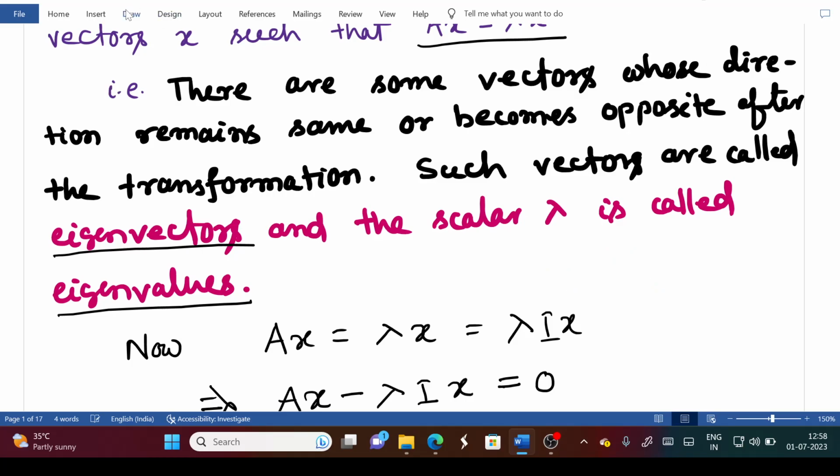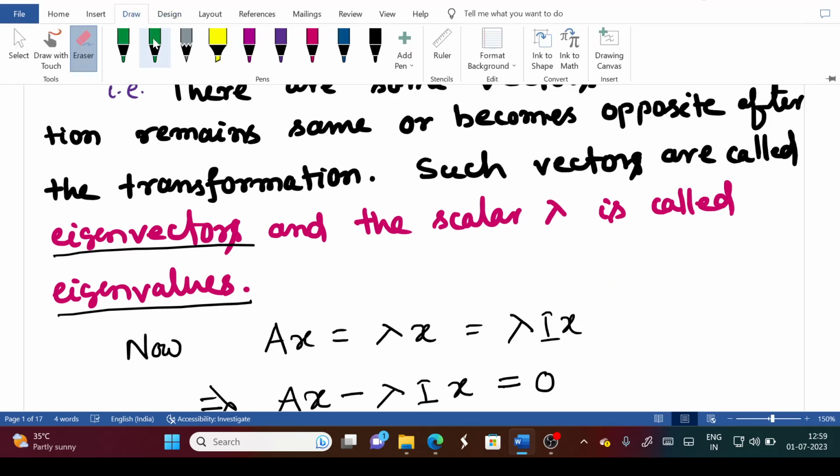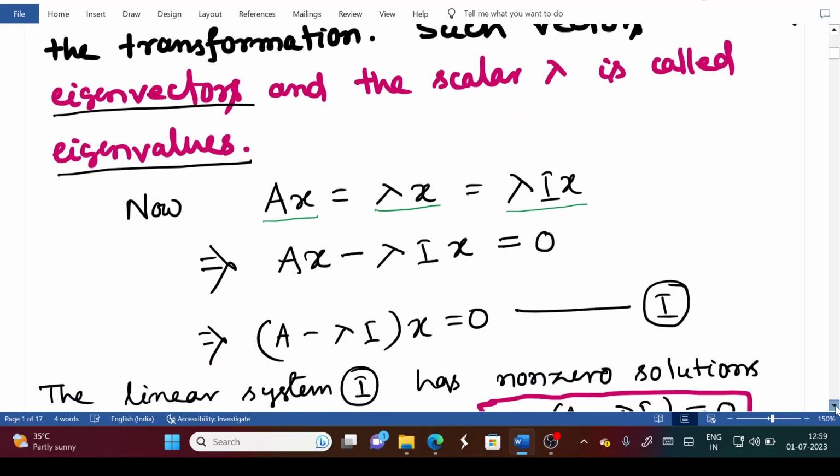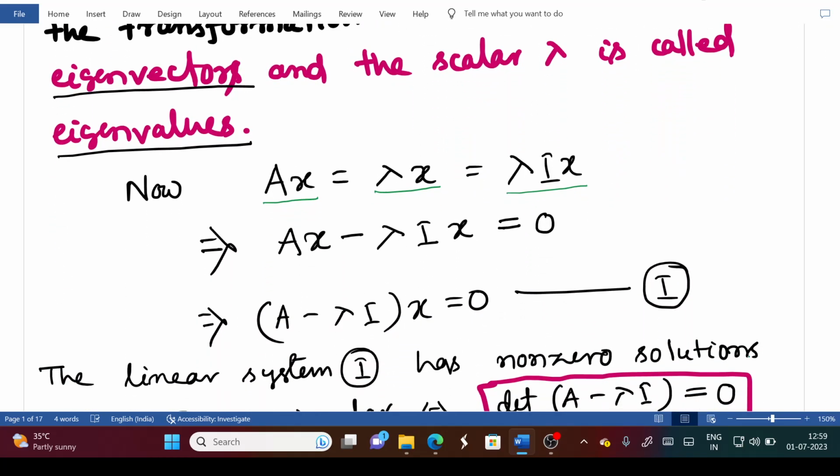First of all, before calculating, let us study the details. Here x is a non-zero vector which is transformed by this matrix A to a vector lambda times itself, which can be written as lambda I into x. This equation can be written as Ax minus lambda Ix is equal to 0, or (A minus lambda I) whole into x is equal to 0. This is a homogeneous system.